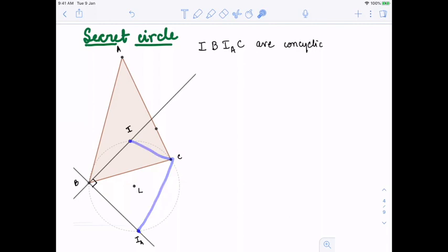Same logic we can use on the other side. So angle I_C I_A is also 90, which means that if you draw a circle with I I_A as the diameter, it passes through B and C. Okay, so let me write the argument down.